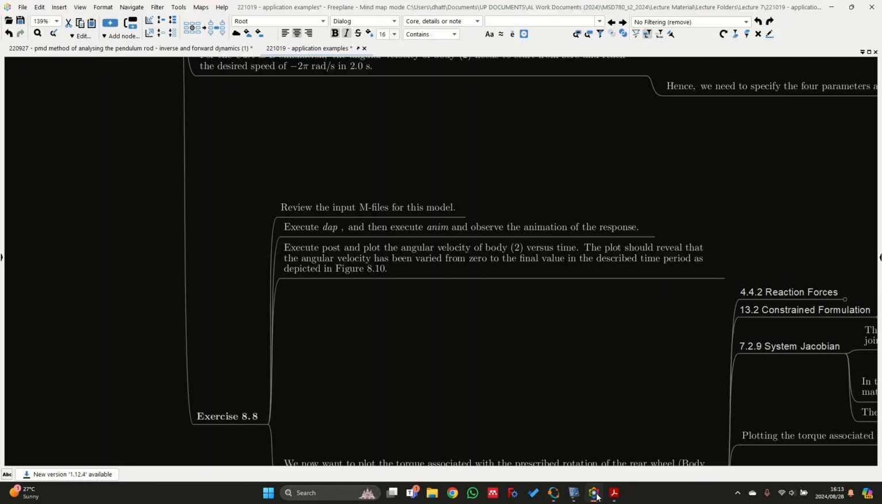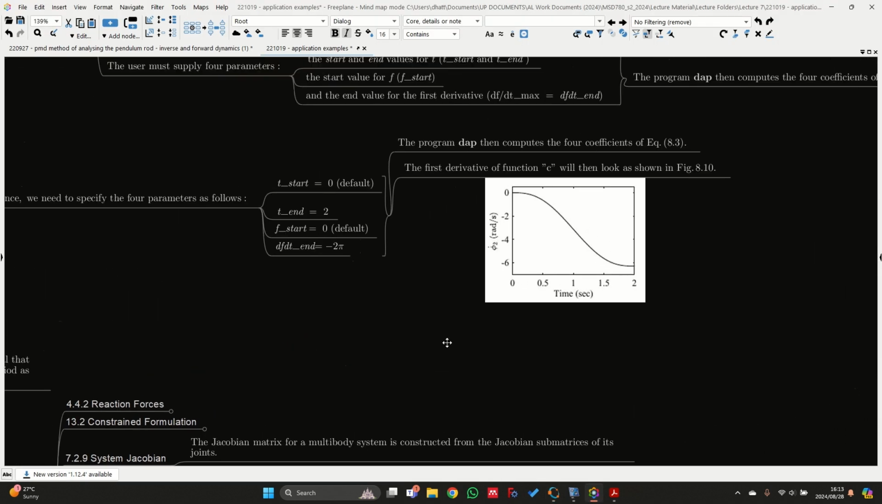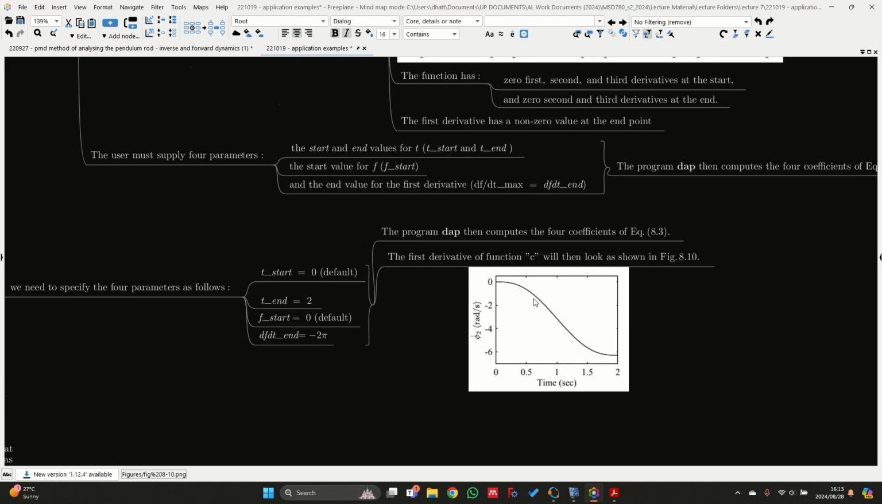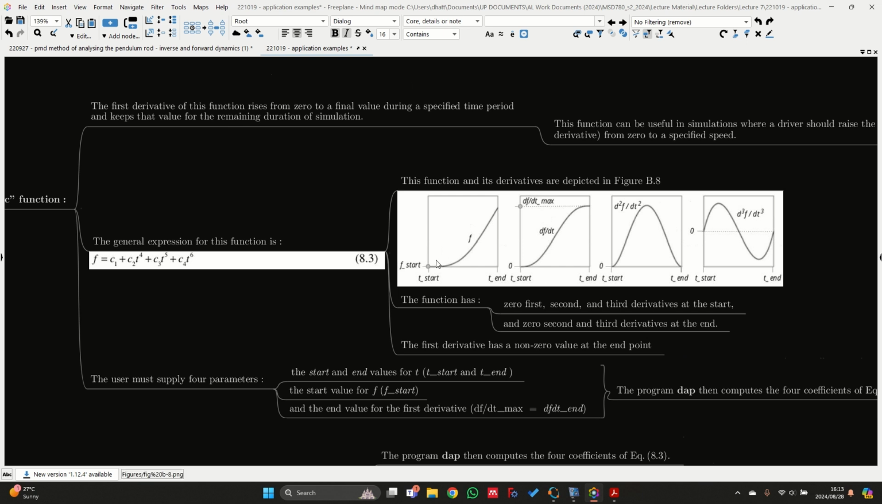It is also just important to notice that on this graph, we actually have a higher f start or a starting value for our phi dot than what we have at the end. So this is basically just a reflection about the x-axis of these functions that I have over here, more specifically the second df/dt curve that I have over here.